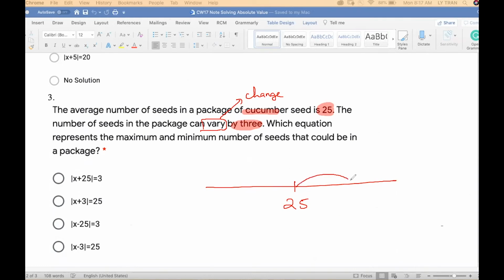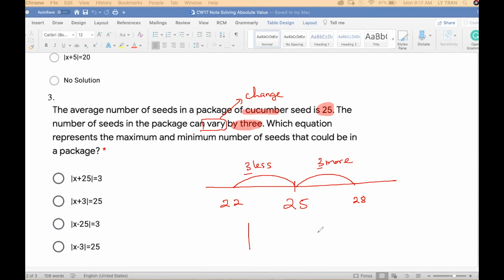3 less. So if I go 3 more, then I will have 28. But there could also be a chance that I have 3 less. The distance away from that number is 3. So more or less, that could be 22. Again, they're not asking for the answer. They just ask you to set it up.